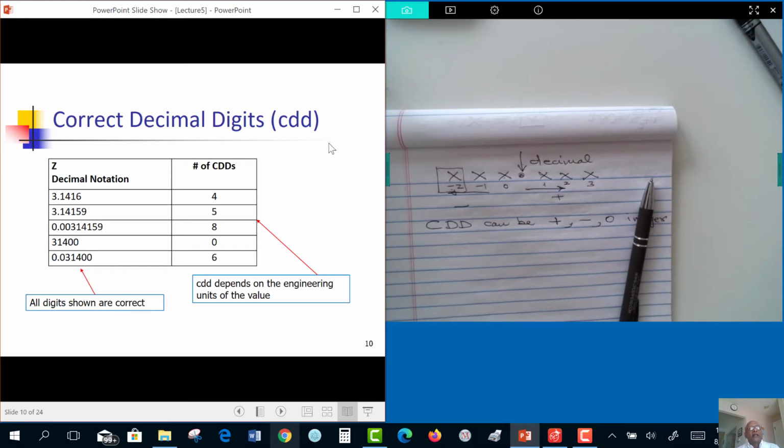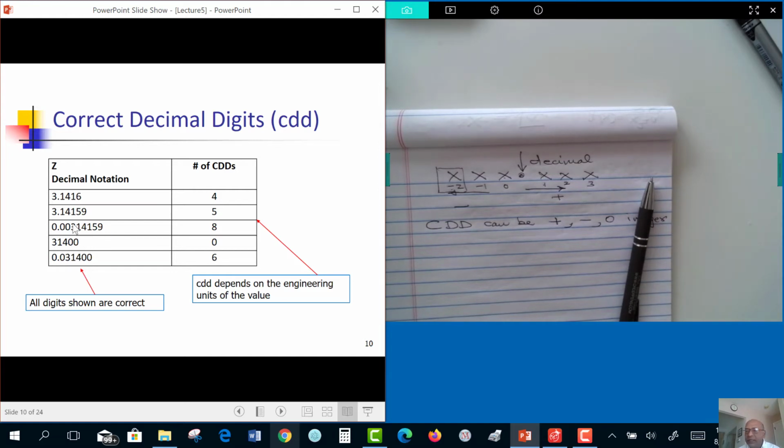So let's look at correct decimal digits. Here I've taken the value of pi, approximated, and I have stated it in different unit systems. All the digits shown are correct. So here we have 4 correct decimal digits, 5 correct decimal digits. And now notice if there are leading zeros beyond the decimal point, we count them in. So here is 3, 6, 8 correct decimal digits.